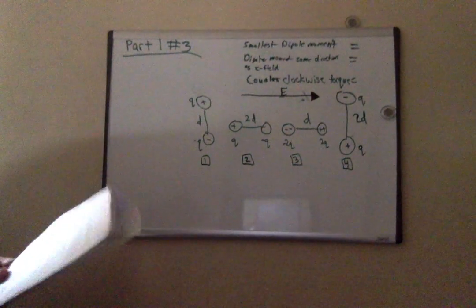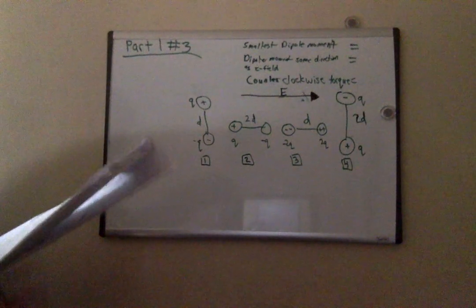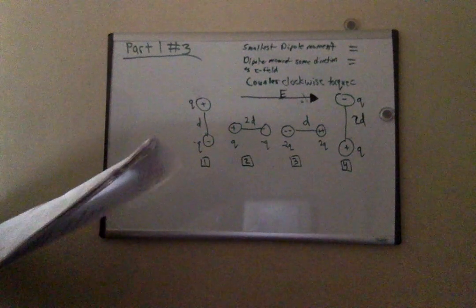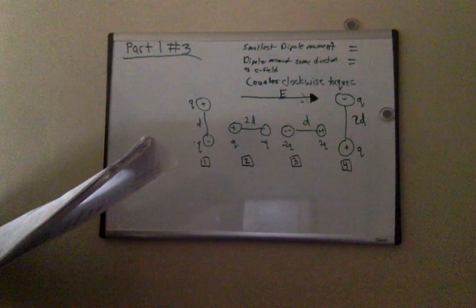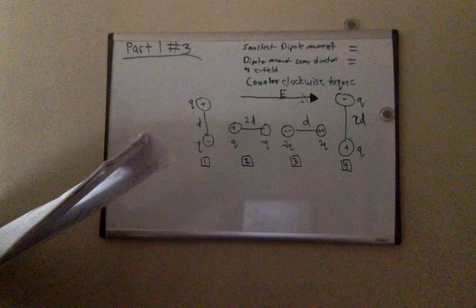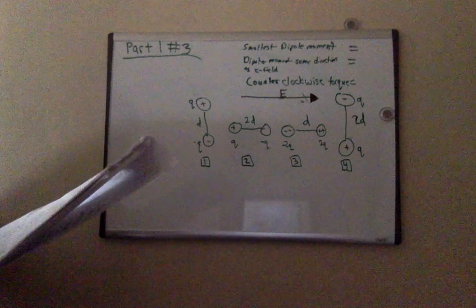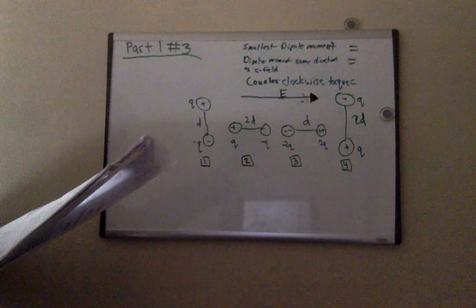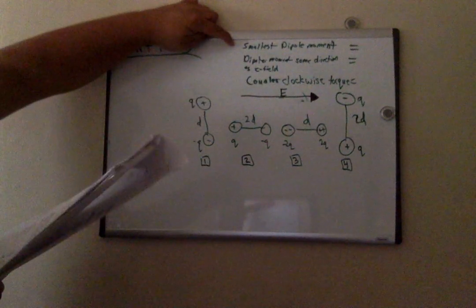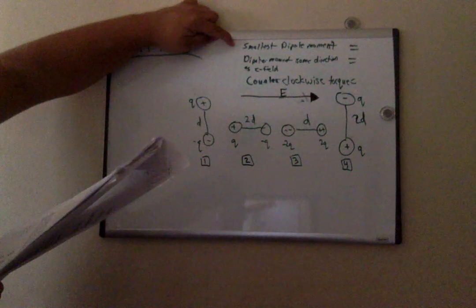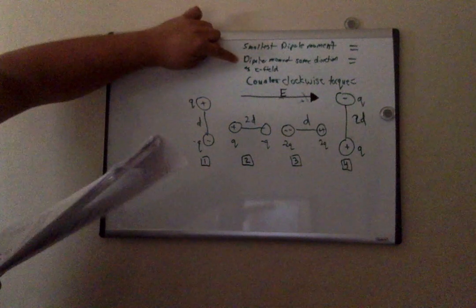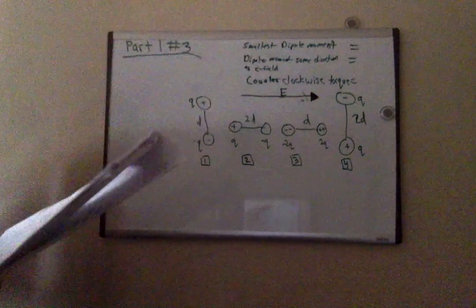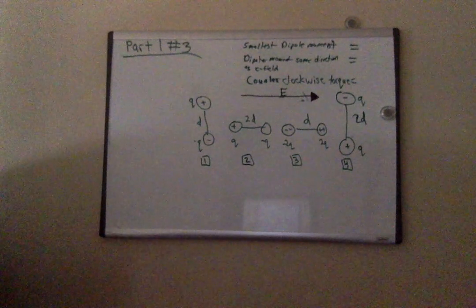Okay, so multiple choice, part one, number three. The diagram shows four dipoles, 1 through 4, in a uniform electric field. For the diagram shown, which dipole will have the smallest magnitude dipole moment? Which dipole will have a dipole moment aligned with the field? And which dipole moment will have a counterclockwise torque?